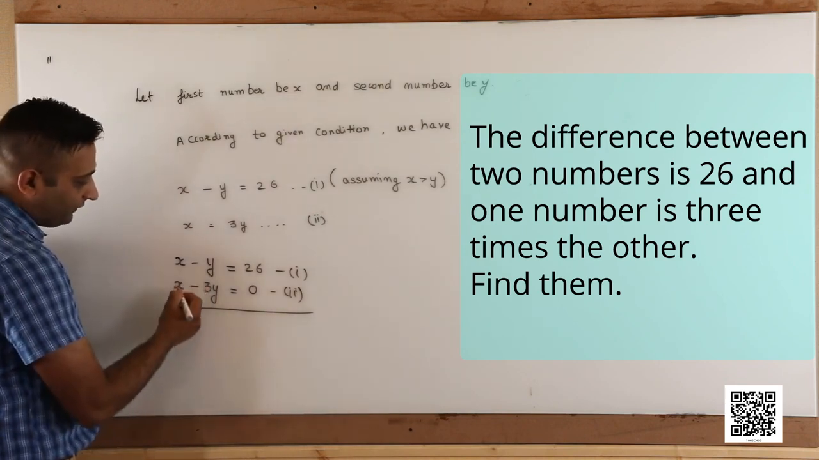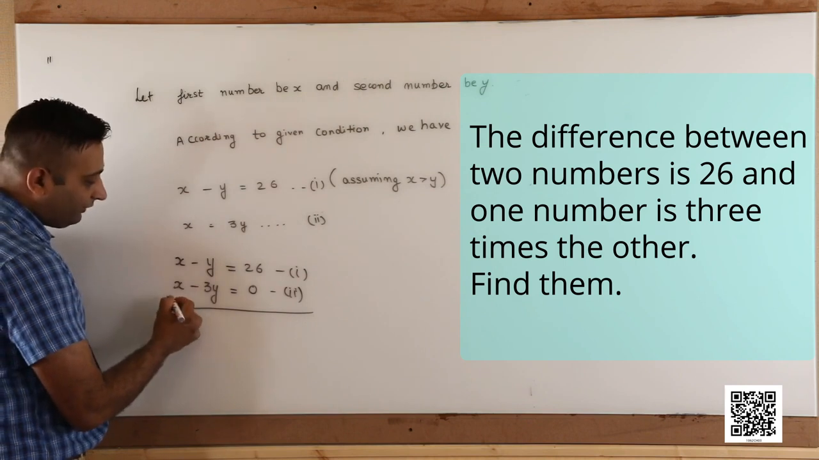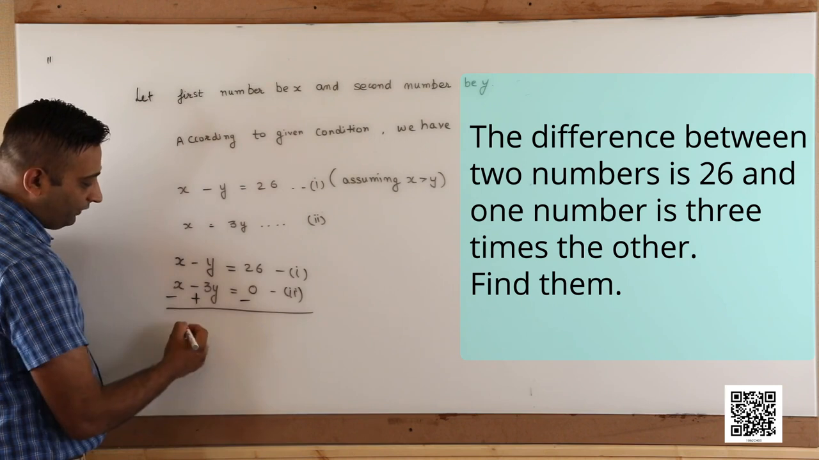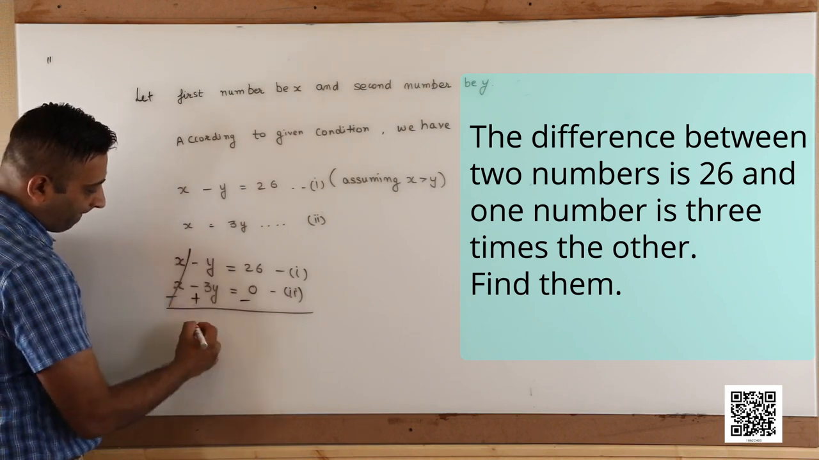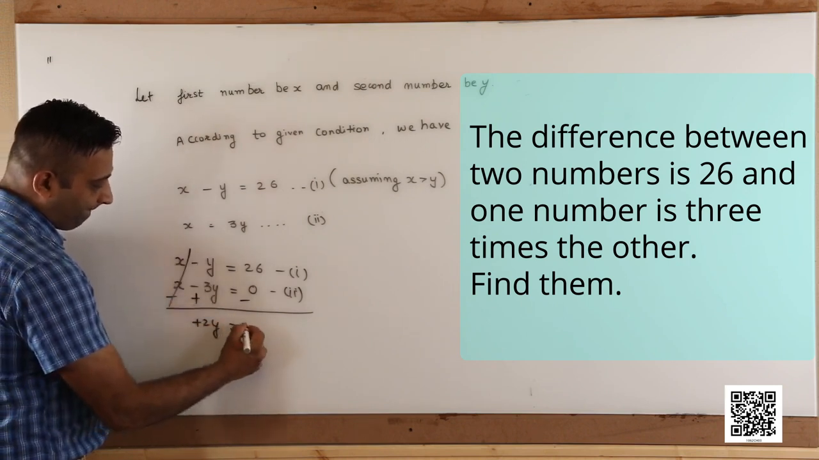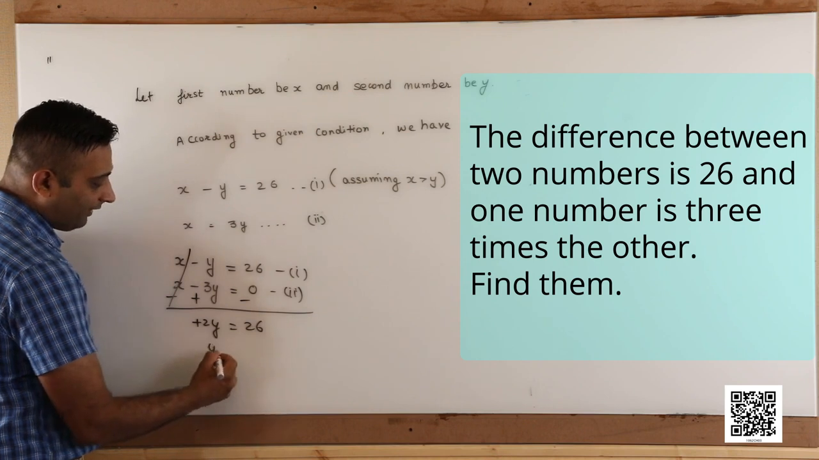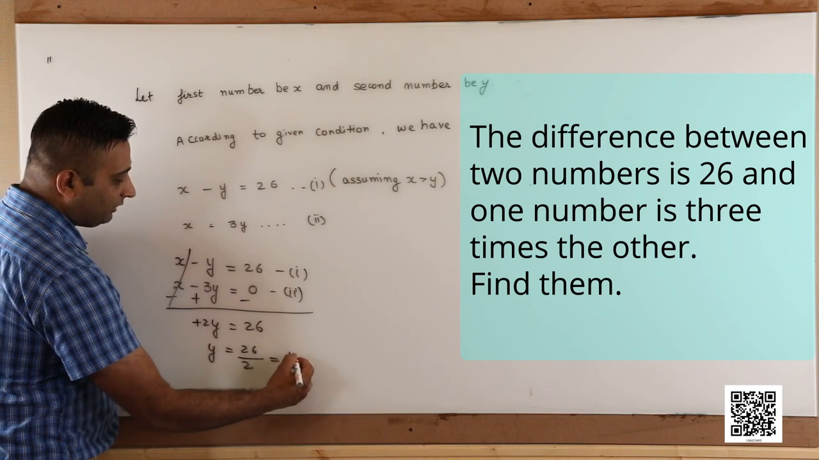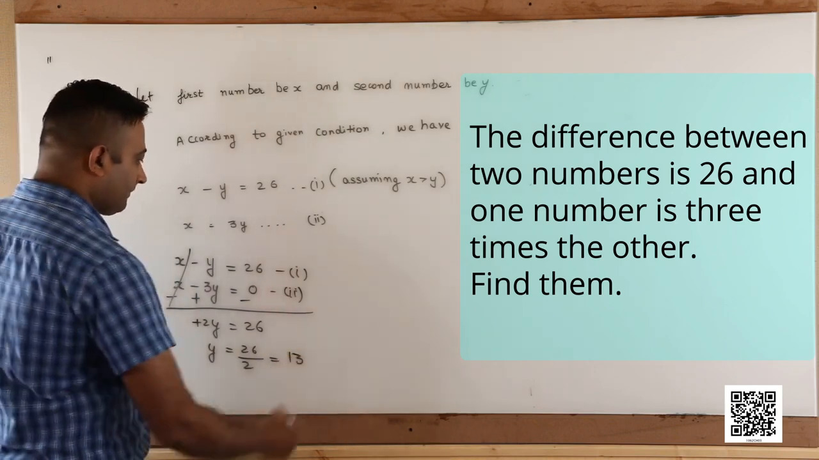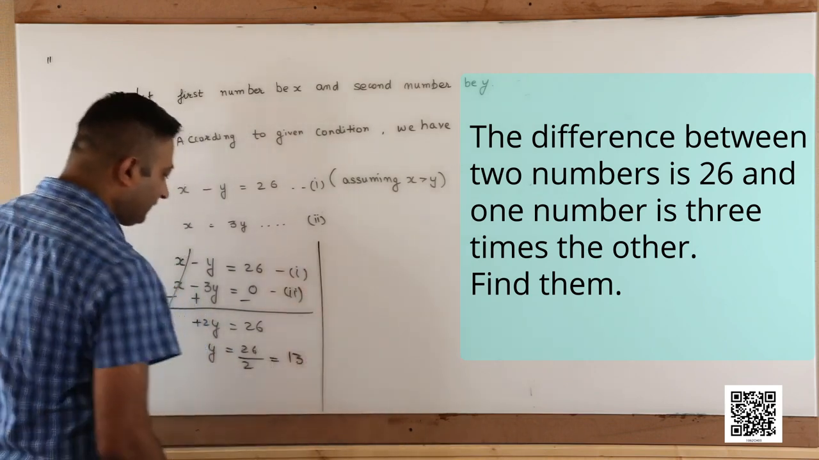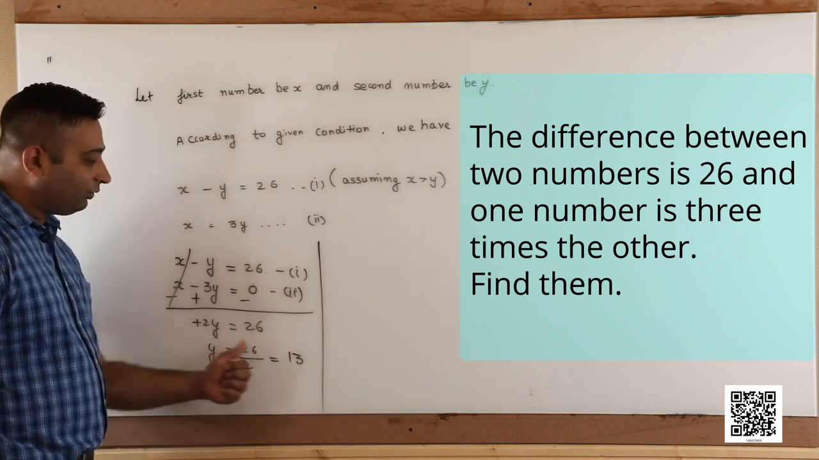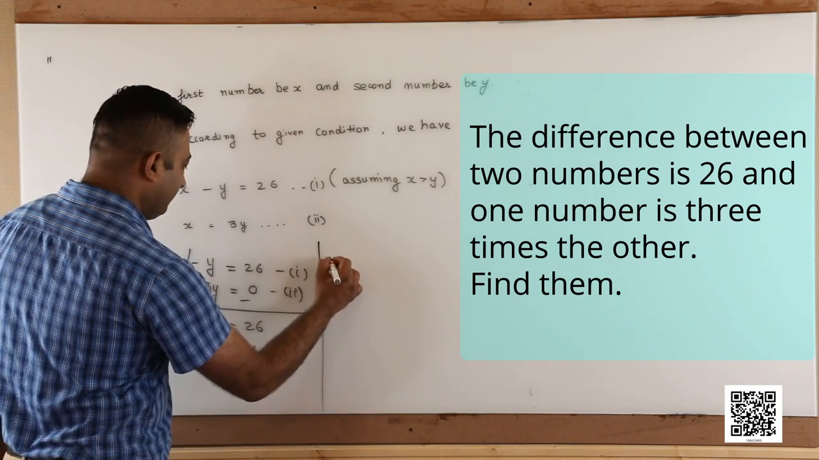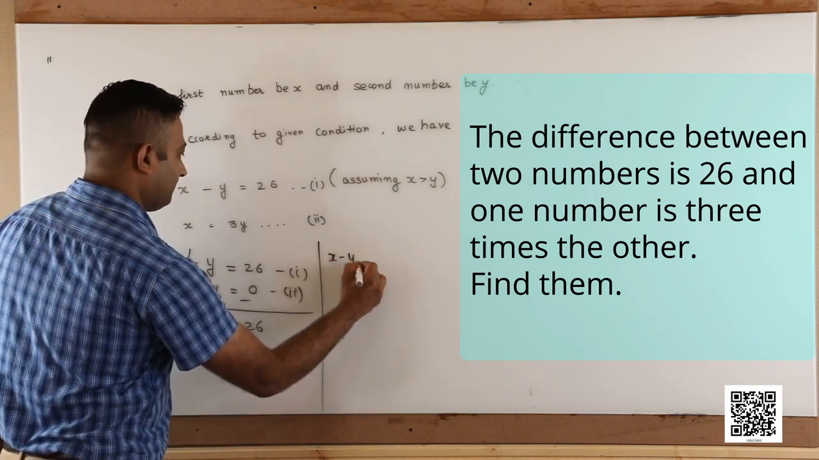So in this, the coefficients of x are already same. So we have to just subtract these two equations. So we got that means y is equal to 26 divided by 2, which is equal to 13. By substituting the value of y equal to 13 in any of these two equations, we will get the value of x.